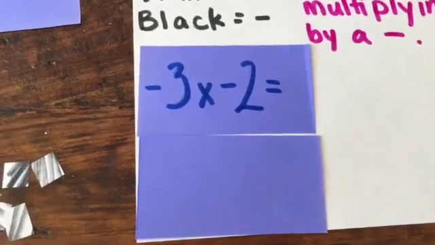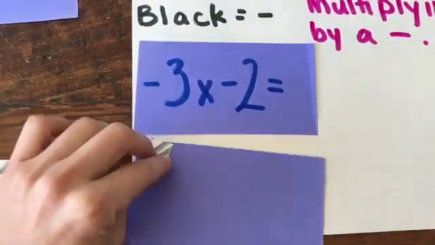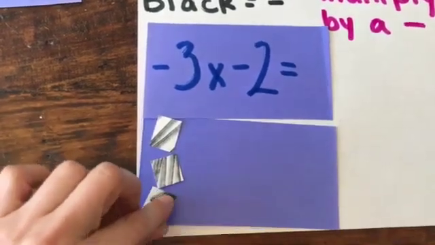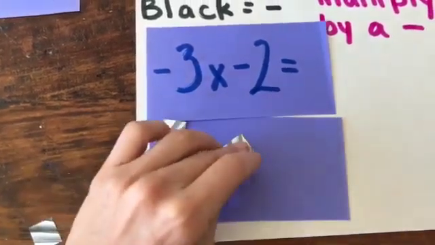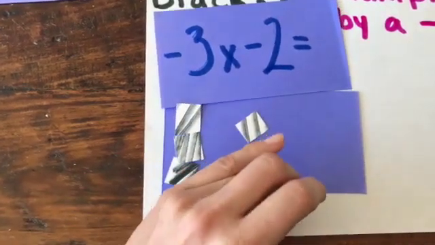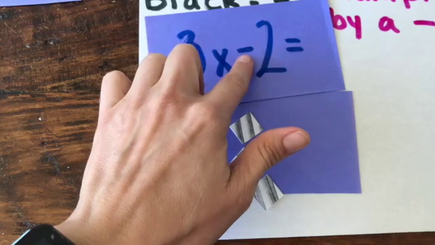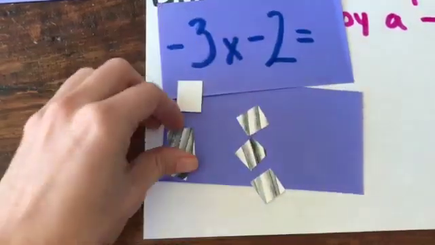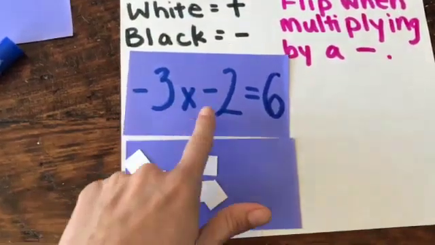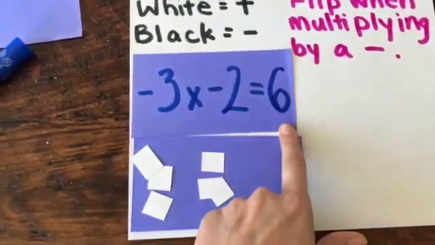Let's try negative 3 times negative 2. So I have negative 3. So I'm using the dark side of my tiles, and there's 2 groups of negative 3. But this right here means that I need to flip them. As you can see, a negative 3 times a negative 2 equals a positive 6.